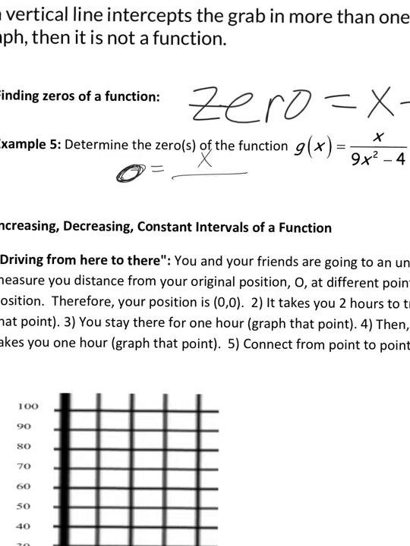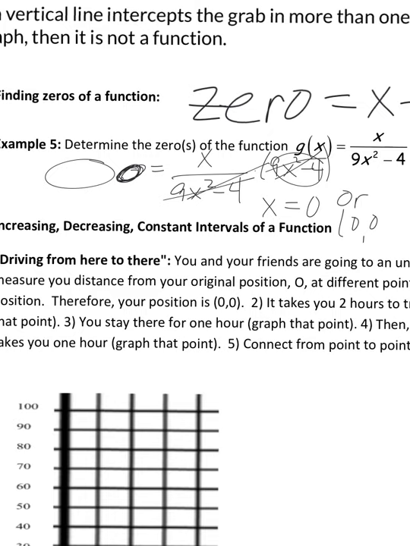0 equals x over 9x squared minus 4. Now we just solve for x. We multiply by the denominator on both sides. This goes over here, I'm not going to write it. That times 0 is a 0. These cancel over here. So we have x equals 0. So our 0 of the function is x equals 0, or 0, comma 0.